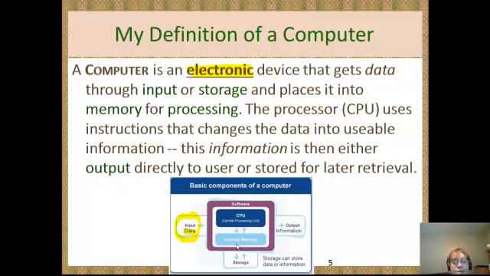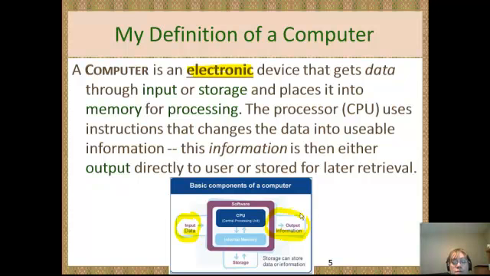The data goes into internal memory. As the instructions need that data, it puts it into the CPU and does the processing, back out to memory where it's output. So the processor uses the instructions that a programmer will write, changes the data to a usable information.